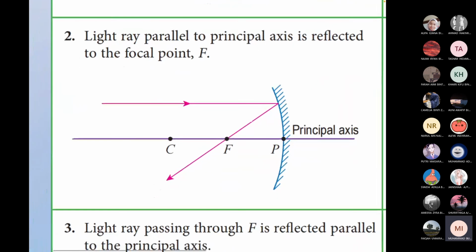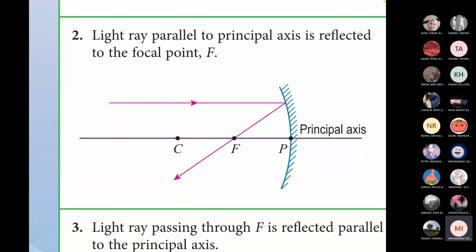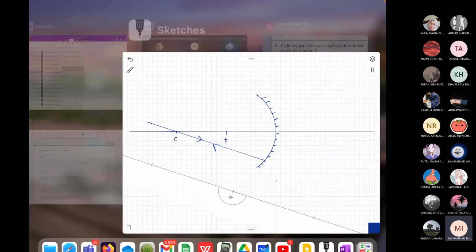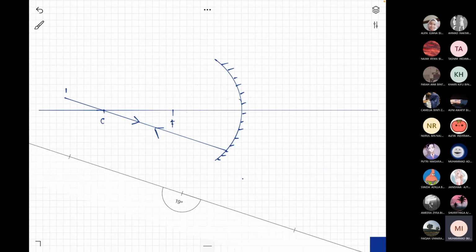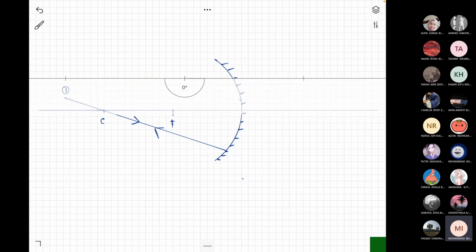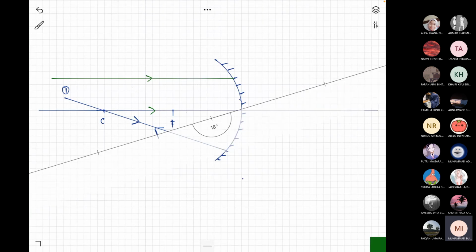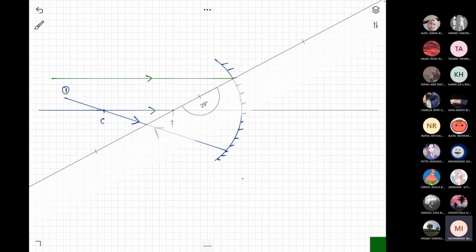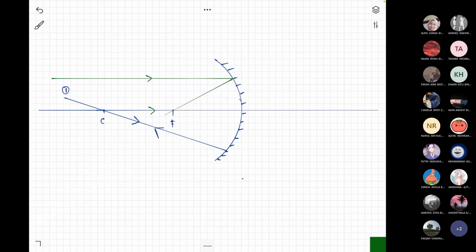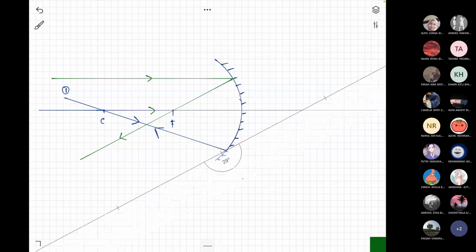And then we have the second rule: light which is parallel to principal axis will be reflected on F. This is the first rule, let me put it here as number 1. And for the second rule, let me change the color. You have a line which is parallel to principal axis. Now you see, this is the principal axis, which is blue color. The two lines are parallel. So if the light is parallel to principal axis, it will be reflected to focal point. So here is the focal point. This is the second rule.